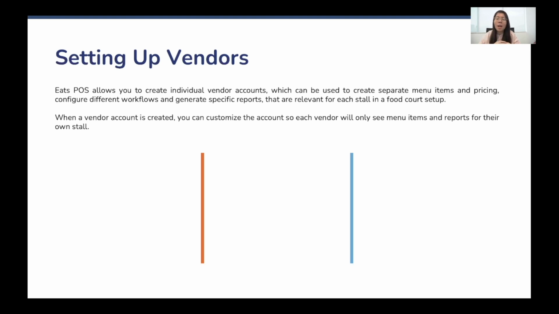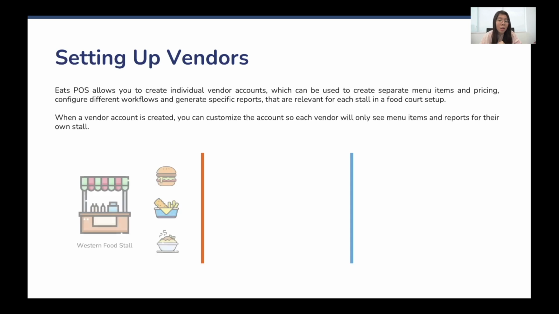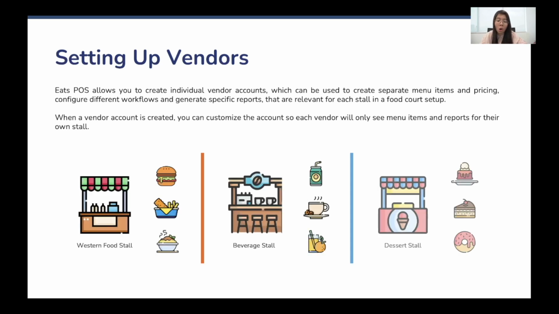Alright, now, after you have completed the menu setup, don't forget about vendor setup. In a food court configuration, it is essential to also configure vendors. This not only allows you to create separate menu items, but also enables you to establish different workflows and generate specific reports that are relevant to each individual store. By setting up vendors, you ensure that each vendor will only see the menu items and reports for their own store, keeping everything organized and streamlined for both the vendor and the food court management.